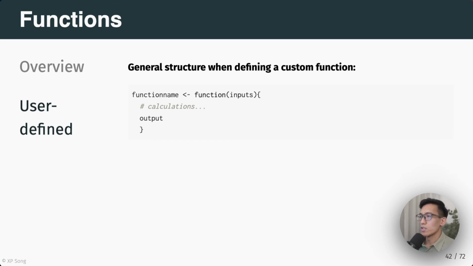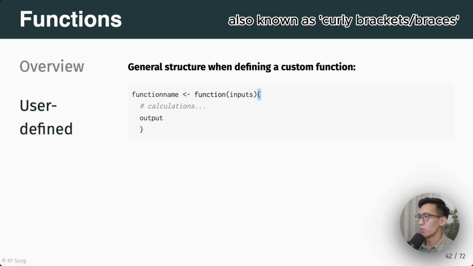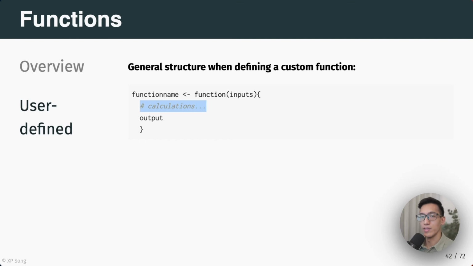Here's the general structure for the code required to define a custom function. So first of all, when we want to create a function, we have to use the function keyword. And of course, as per usual, use rounded brackets. You would have to define the inputs that you expect this function to receive. Next, you would open up a squiggly bracket and enter in your calculations, whatever they may be.